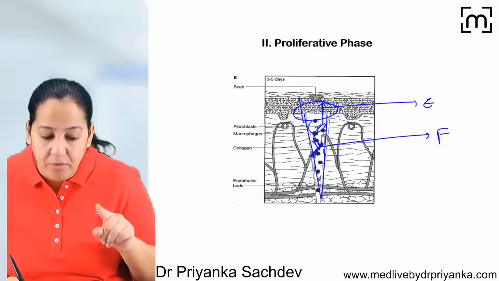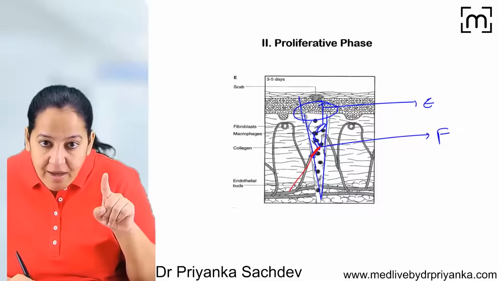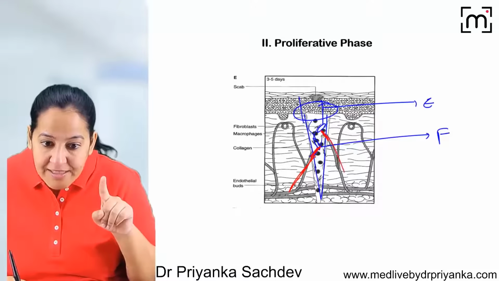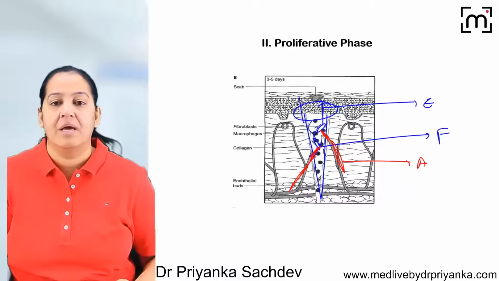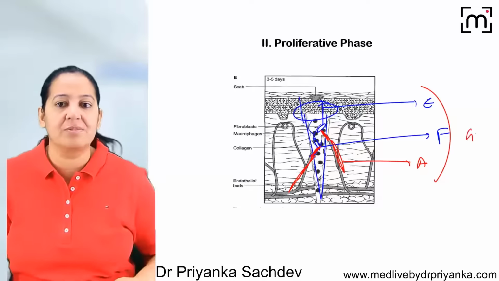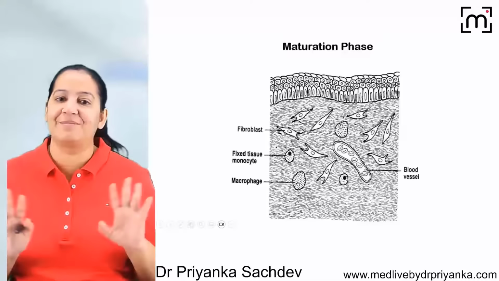Okay, and formation of new blood vessels from the old one. You can see the new from the old one. This is a new blood vessel arising from the old. This one is angiogenesis. The summary of the 3, the end product of the 3, is known as granulation tissue. And finally, it's maturation phase.